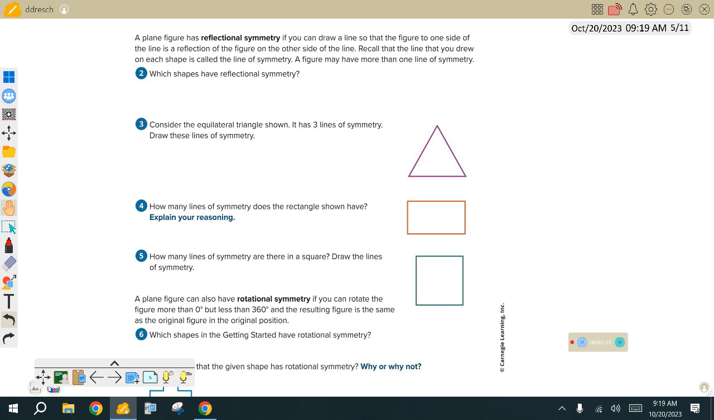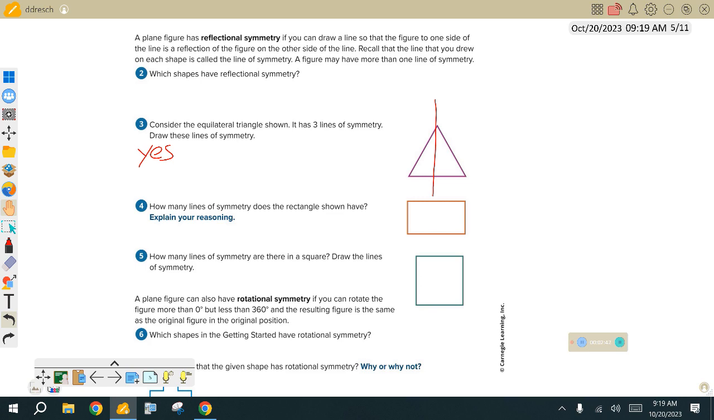So do we have reflectional symmetry happening here? Yes, we do. Now the follow-up is to go draw those lines in. Where is my line of reflectional symmetry happening here, guys? Right, I think I heard down the middle, right? Right down the middle. So let's go ahead and draw that reflectional symmetry right down the middle.